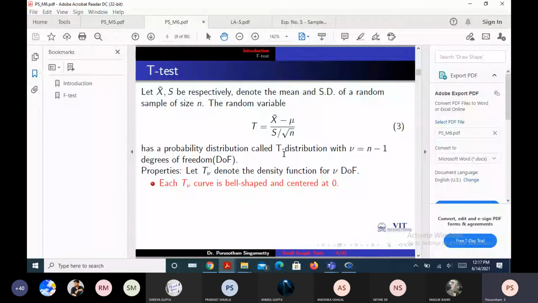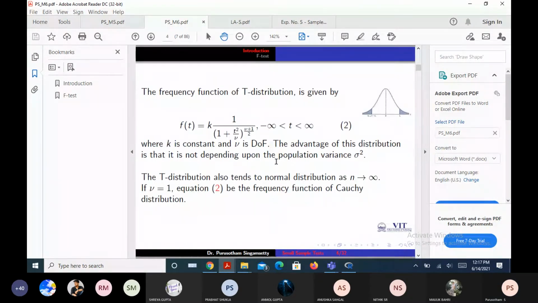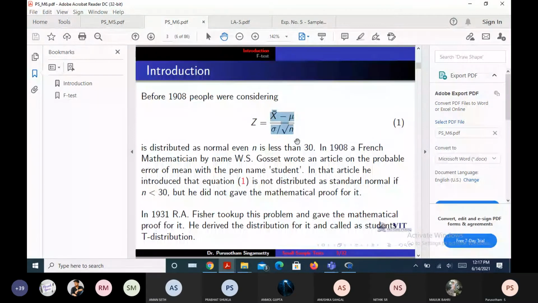What is the difference between equation 1 and equation 3? Equation 1 is (x bar minus mu) divided by (sigma by root n). Equation 3 is (x bar minus mu) divided by (s by root n). What is the difference you are noticing? So there is s in place of sigma.